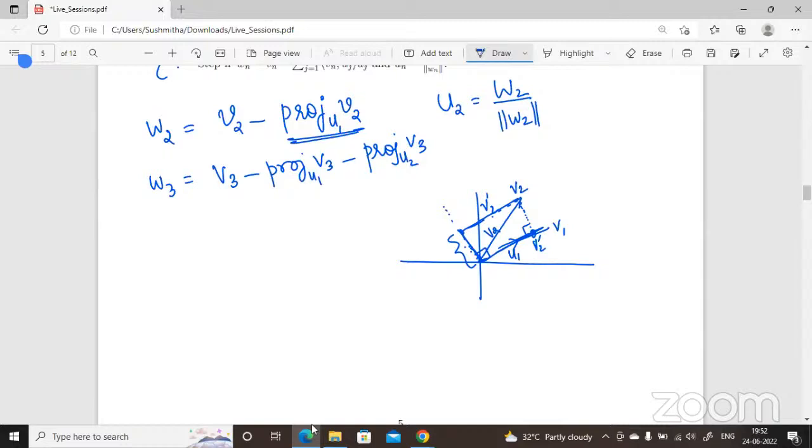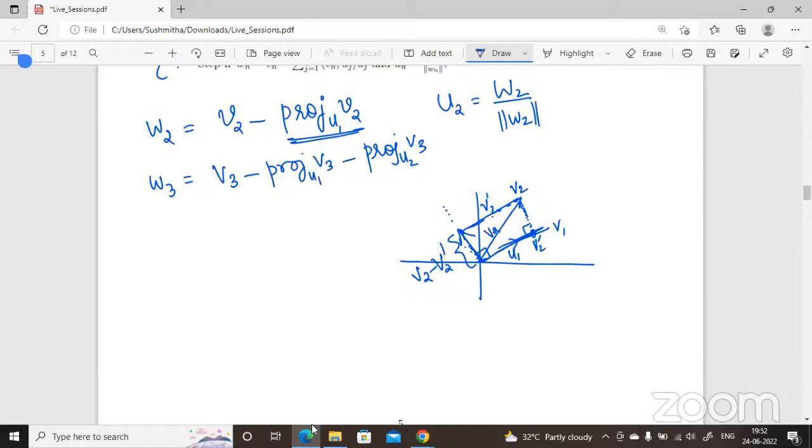Or you can take this only. Why do you complete the parallelogram? You need to complete it because this is the vector I want to find out. So this is going to be V2 minus V2 dash. Do you agree?